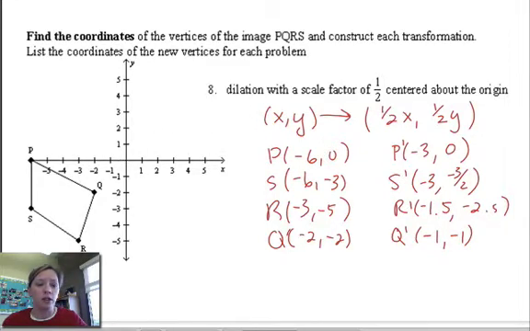And again, check to see that it looks right when you graph it. -3, 0. -3, -3 halves, or -1.5. -1.5, and -2.5. And then, of course, -1, -1. And you can see that it has stayed exactly the same shape. The only difference is its size.